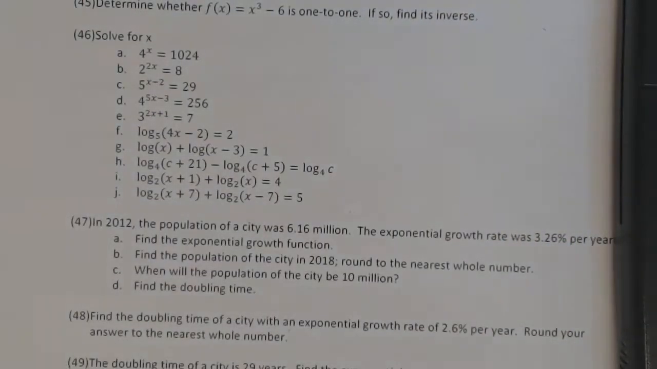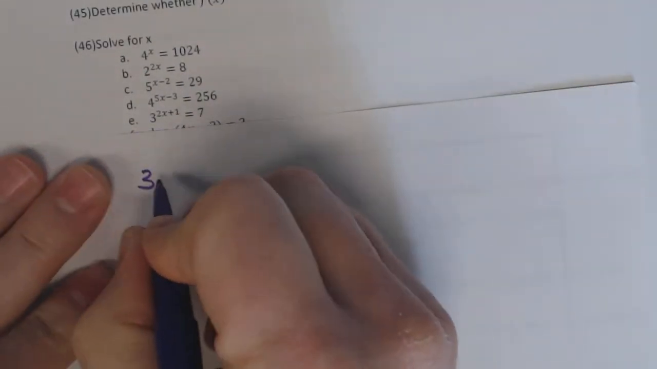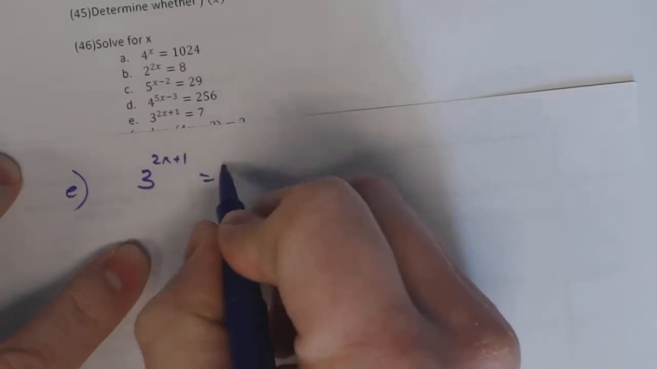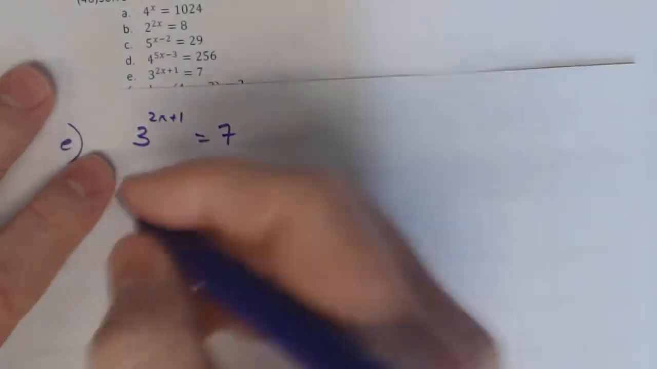Okay. Now let's do part E. Let's do part E, and then we'll stop this video and start with the other half. So here we've got, this is part E, 3 to the 2x plus 1 equals 7. I don't know the power on 3 that would give me 7. So I'm going to rewrite it as a logarithm.